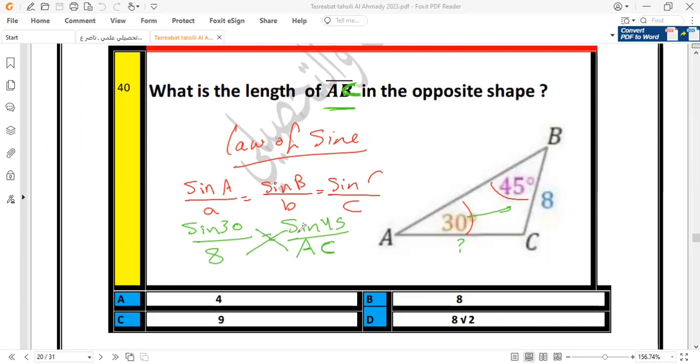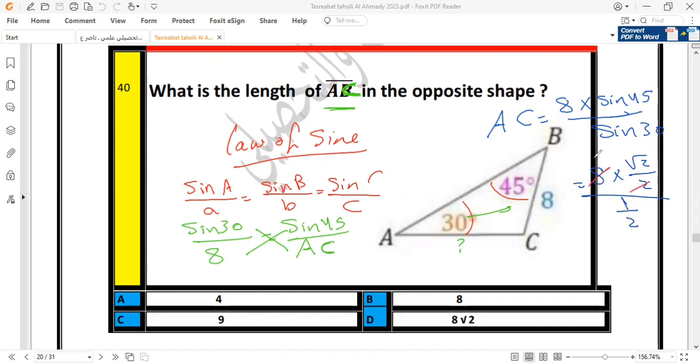So here AC equals 8 times sine 45 divided by sine 30. It's going to be 8 times sine 45, which is 1 over square root 2, or square root 2 over 2, the same. So 8 times square root 2 over 2, over sine 30, which equals half. 8 divided by 2 equals 4.